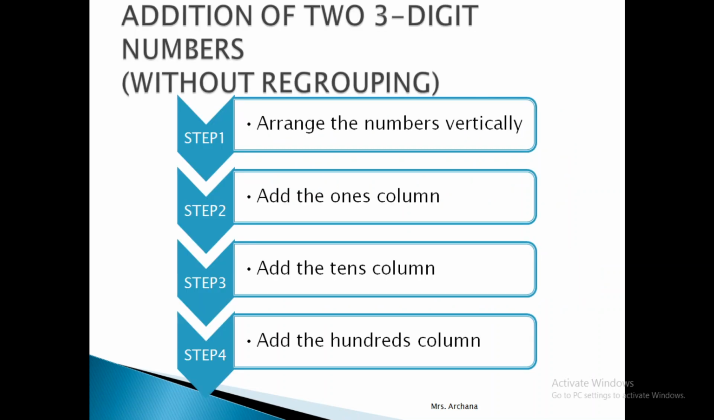Now we will discuss addition of two 3-digit numbers. There will be two numbers, but each number consists of 3 digits. First we are going to discuss without regrouping. When I give you the example, at that time you will be able to differentiate what is regrouping. Here the first step is arrange the numbers vertically, add the ones column, add the tens column, add the hundreds column. Let's see an example.